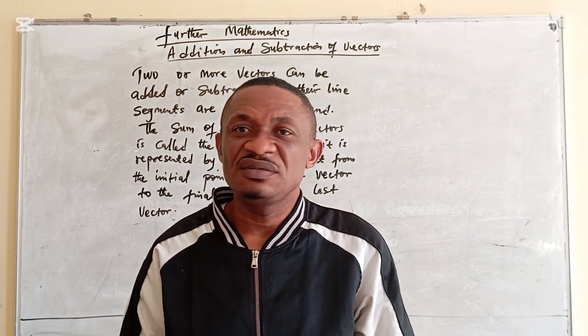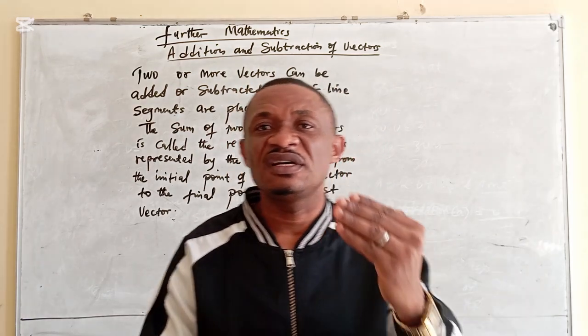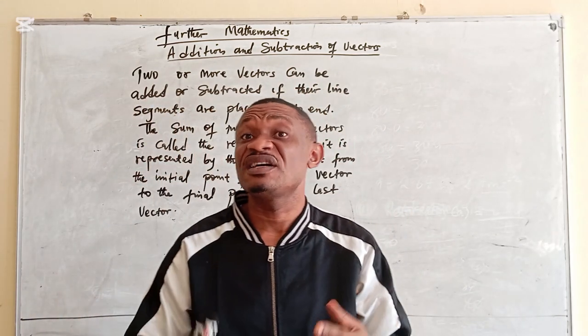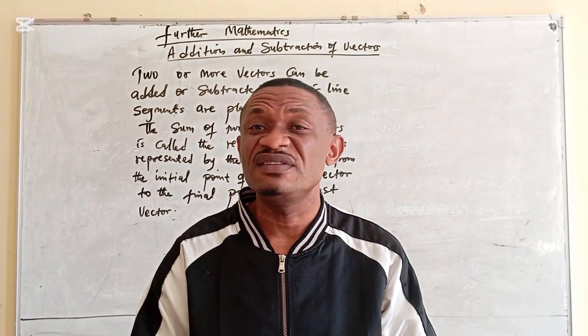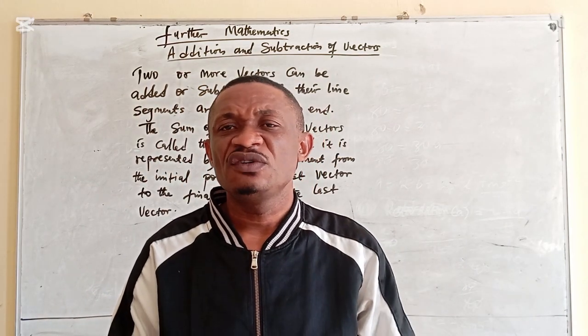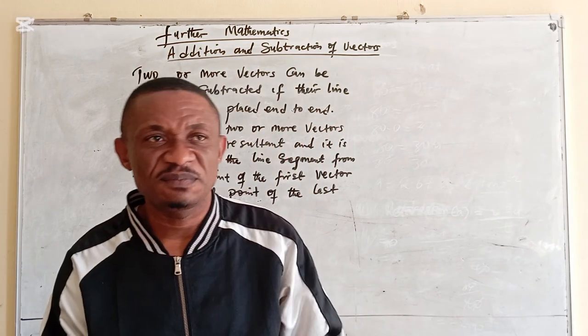What I mean by magnitude here is size. Vectors are those quantities that have both magnitude and direction. Examples: we have force, acceleration, velocity, displacement, and so on. So these are what we call vector quantities. And let me explain again.